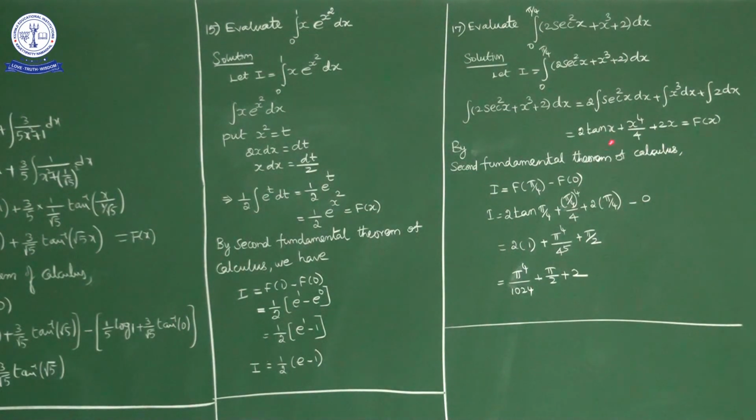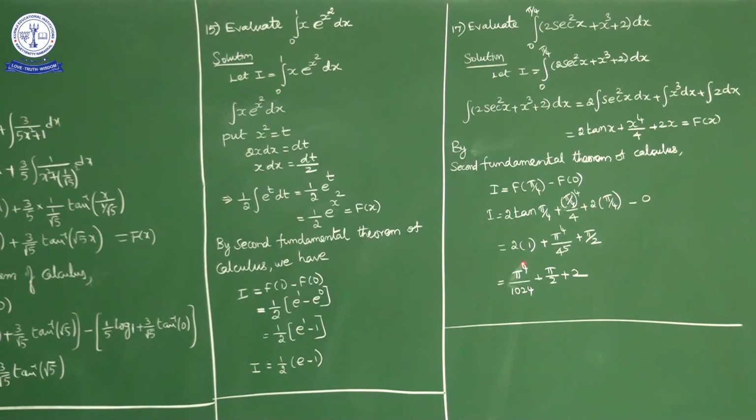Plus pi by 4 whole power 4 by 4, which means pi power 4 upon 4 power 4 into 4, nothing but 4 power 5 in the denominator, that is 1024. So pi power 4 in the numerator, 1024 in the denominator, plus 2 into pi by 4, the 2 gets cancelled, so pi by 2.